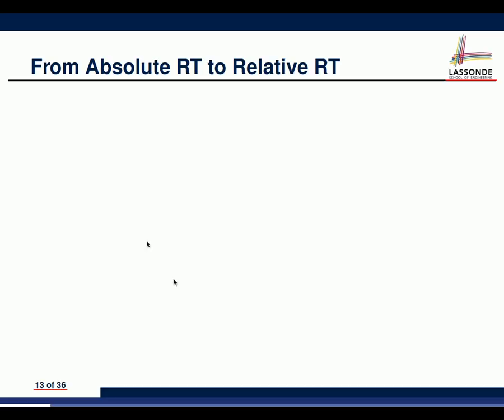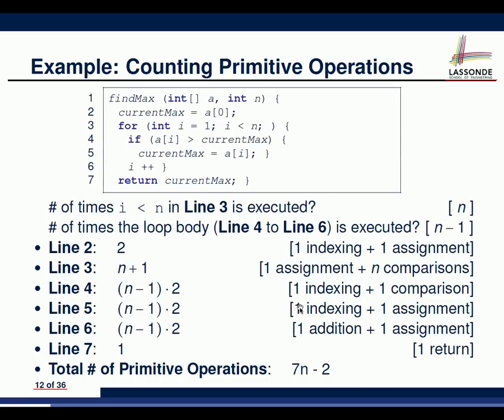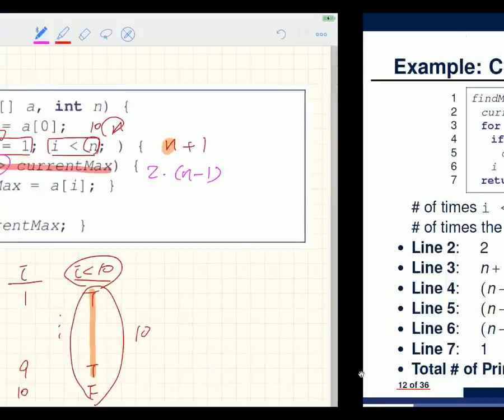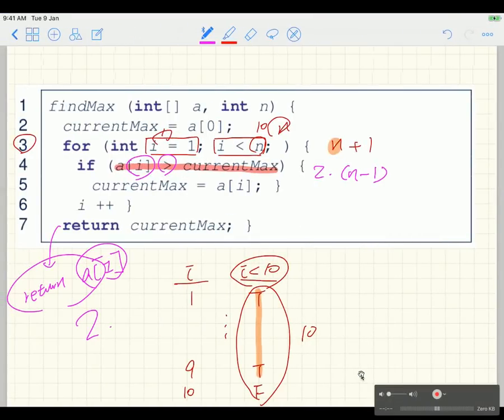So now given that we know how to count precisely the number of primitive operations given any code, let's talk about running time. If we know that 7n minus 2 is the number of primitive operations, let me just put it here. We know that it's 7n minus 2.